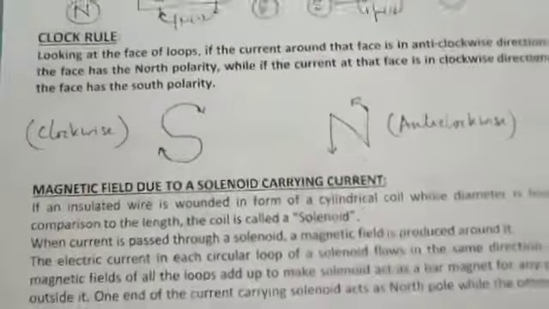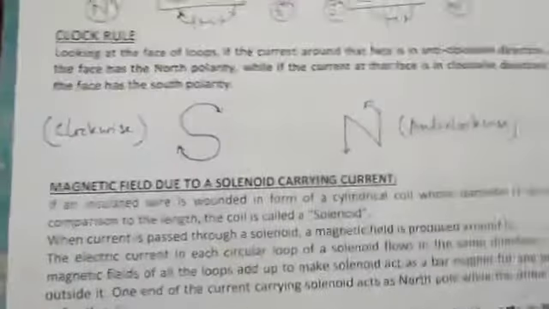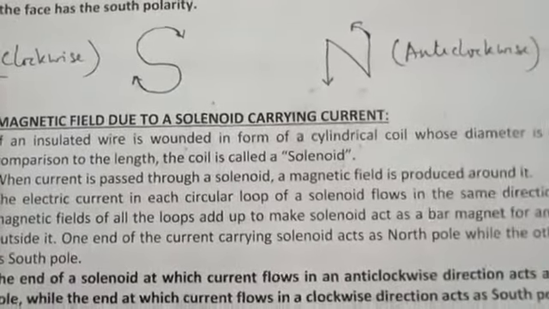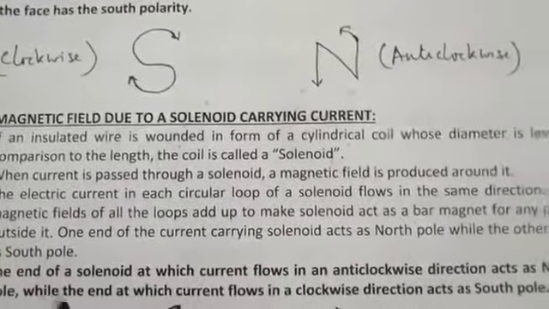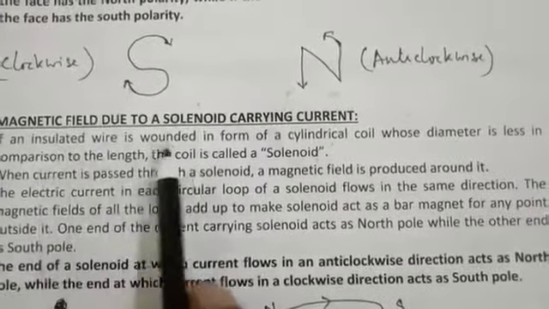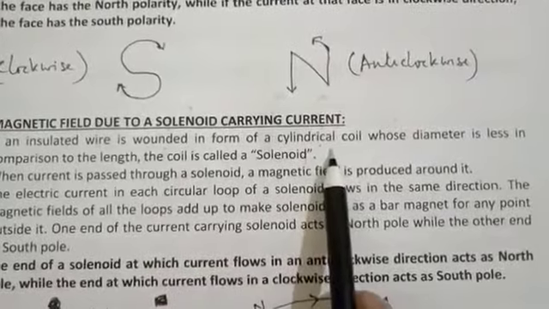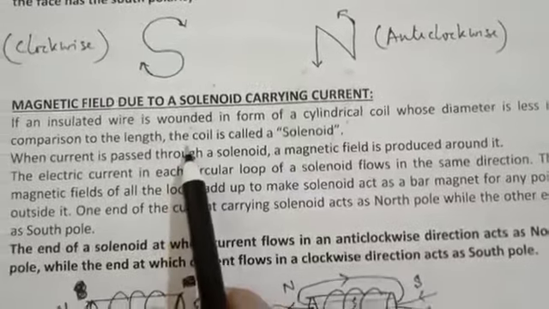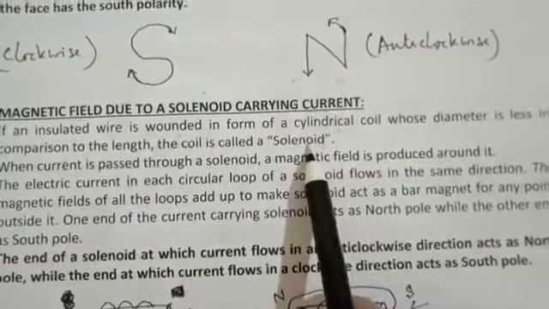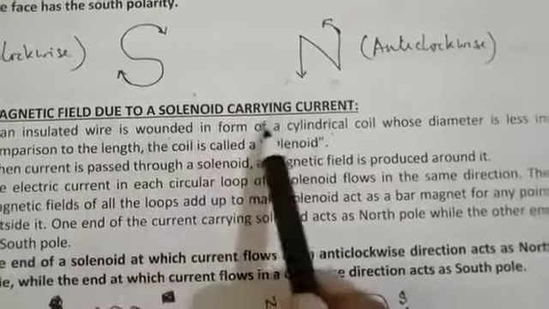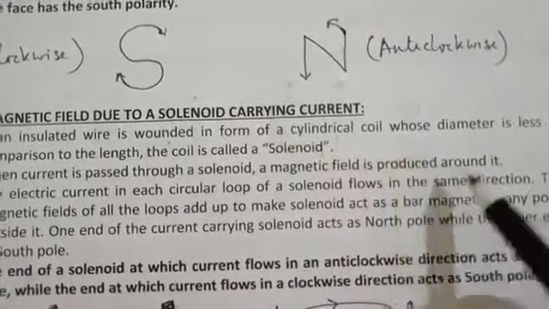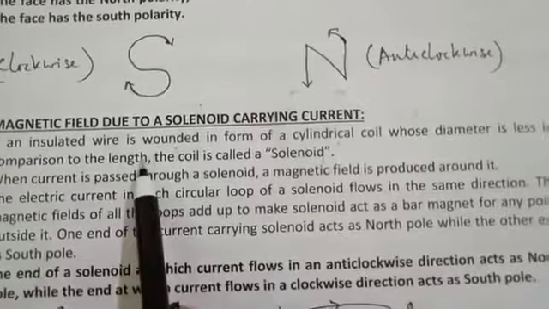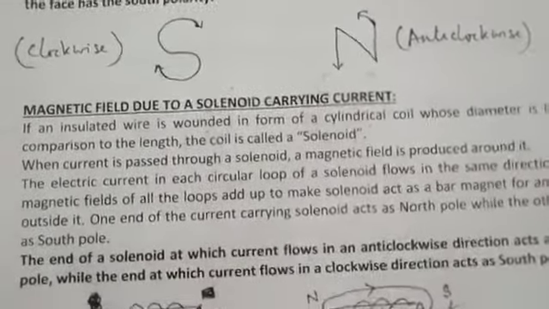Moving forward to the next topic of today: magnetic field due to a current carrying solenoid. The definition is: if an insulated wire is wound in the form of a cylindrical coil whose diameter is less in comparison to its length, the coil is called a solenoid. This insulated wire is wound on a cylindrical coil, and this is a very important point, whose diameter is less in comparison to the length of the coil. That arrangement will be known as a solenoid.